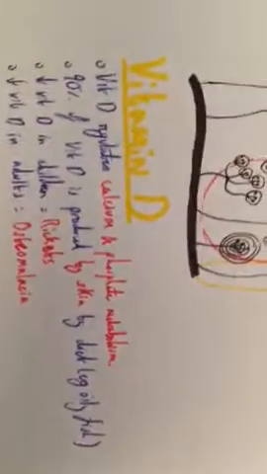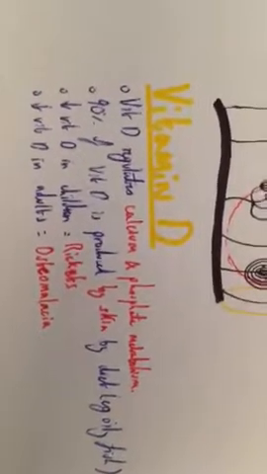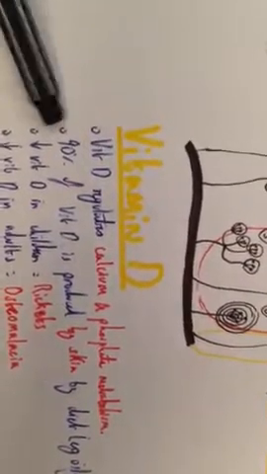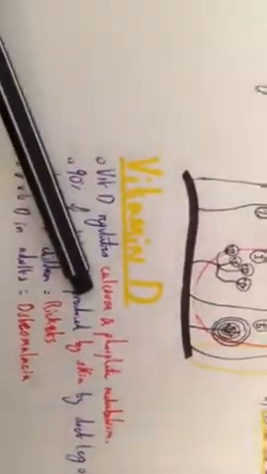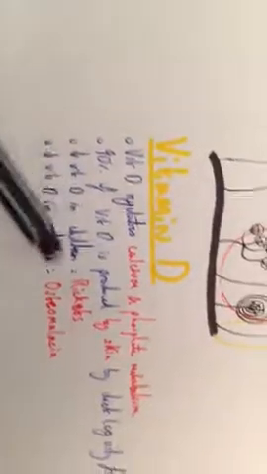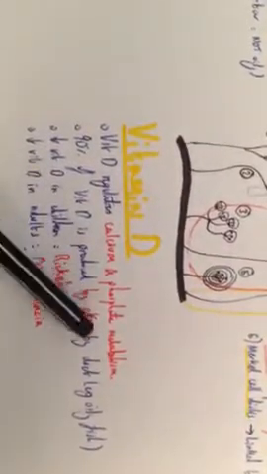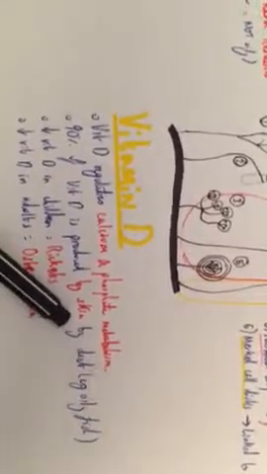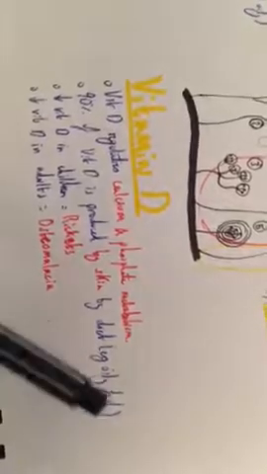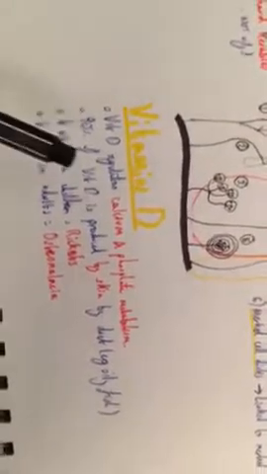And finally, vitamin D. Vitamin D regulates calcium and phosphate metabolism. 90% of vitamin D is produced by the skin. The remainder comes from our diet, for example oily fish.